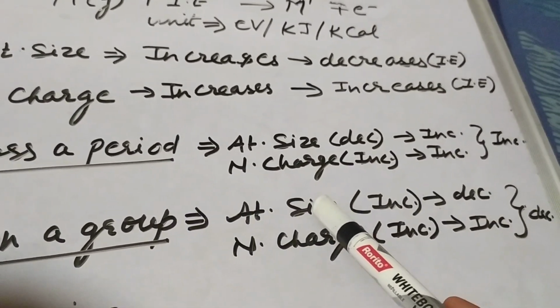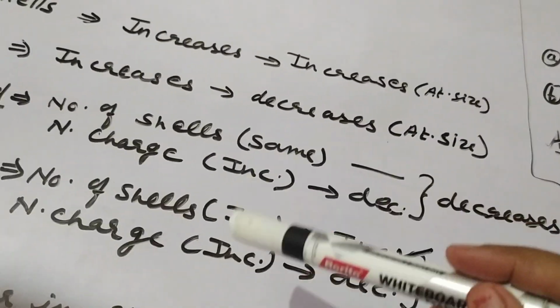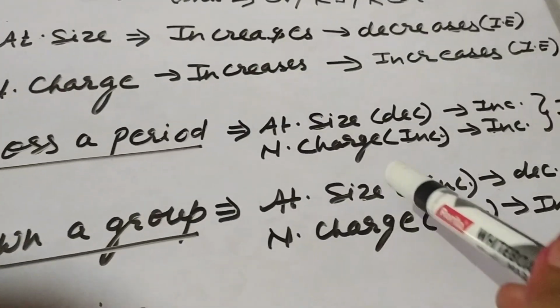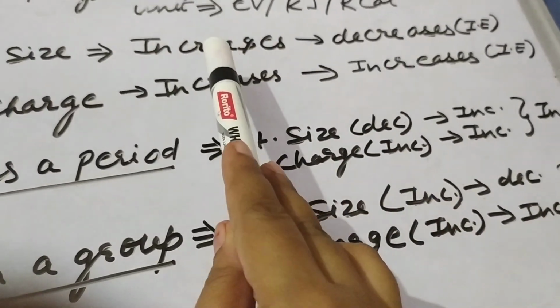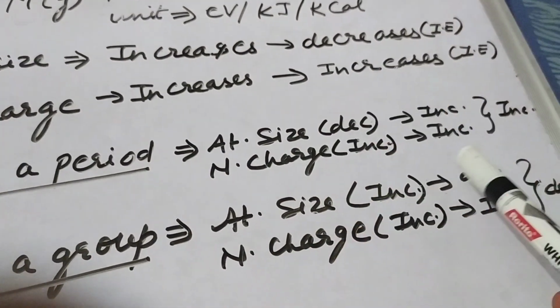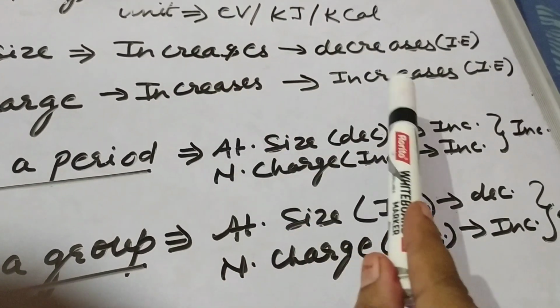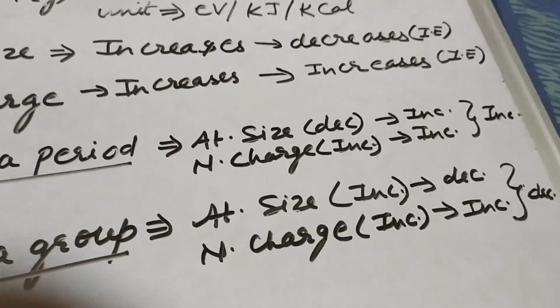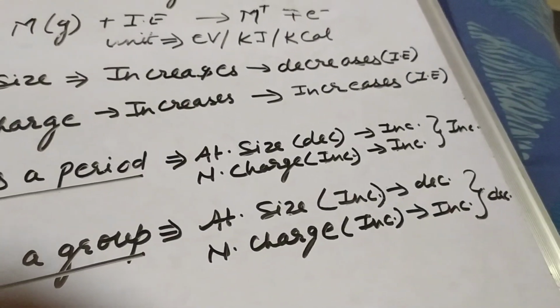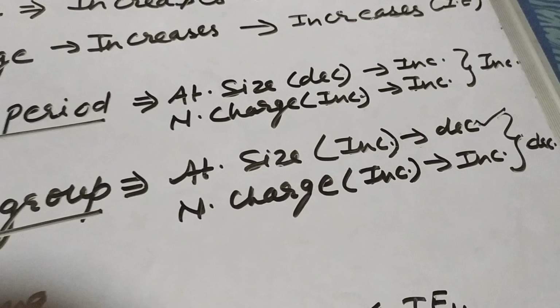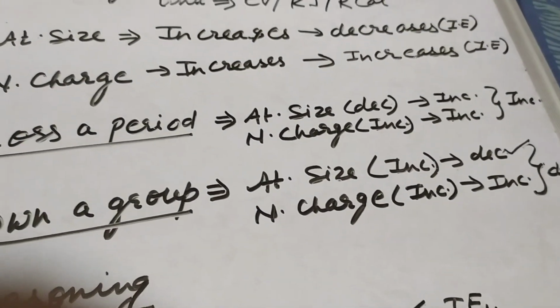Down a group, atomic size increases, I have shown you here. According to atomic size, if it increases, then the IP should decrease, so I have written decrease. Nuclear charge increases, so according to nuclear charge IP should increase. But here again the first factor predominates, and the resultant is decrease.